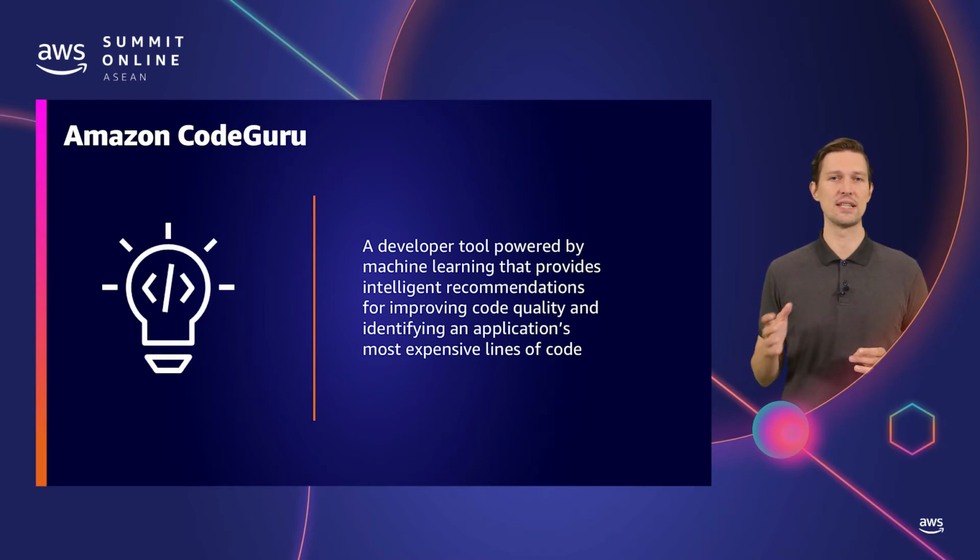CodeGuru is a machine learning-based service that offers two functionalities, reviewer and a profiler, as shown here in the different stages of a CI/CD developer workflow. In a nutshell, reviewer runs automated code reviews and carries out static code analysis providing recommendations, whereas profiler evaluates the dynamic app performance in runtime and provides you with recommendations. These recommendations are generated using machine learning models that have been trained on millions of code reviews and tens of thousands of application profiles conducted within Amazon as well as open source projects.